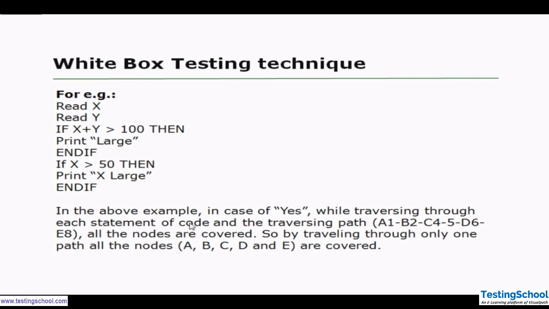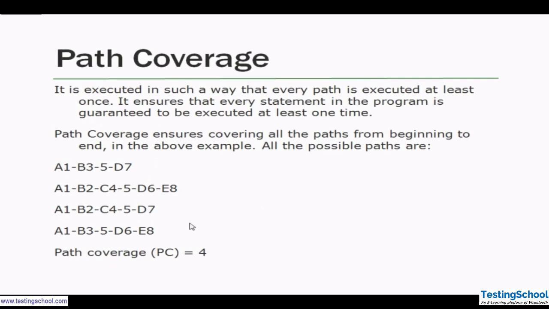If x is greater than 50, then it is large. But if x is less than 50, then in branch coverage, it covers all the statements with yes and no both. So if the branches are tested properly, then we can see that all the statements are covered. Then we have the path coverage.